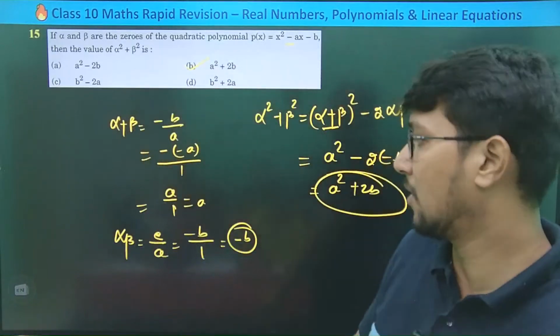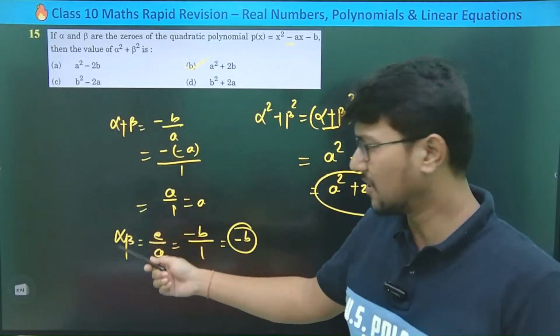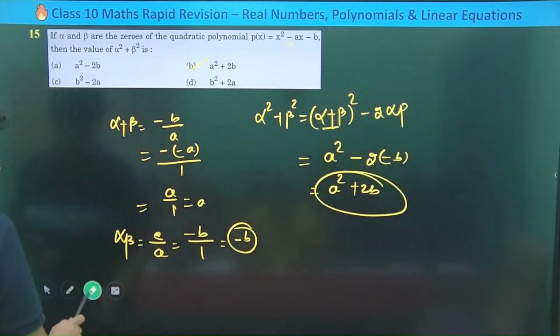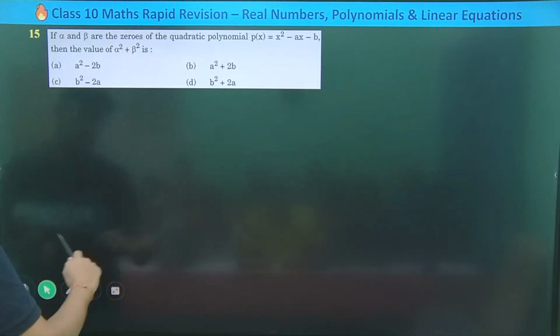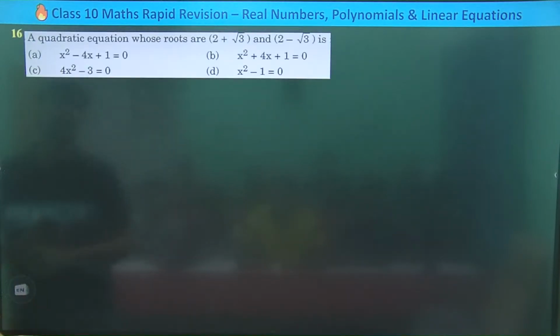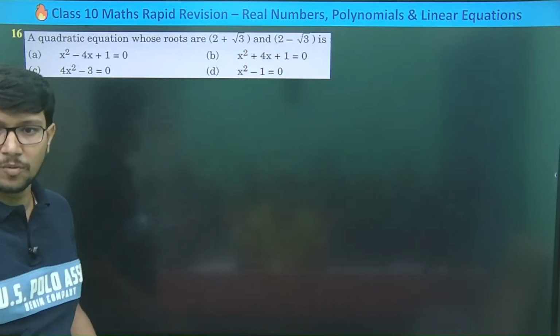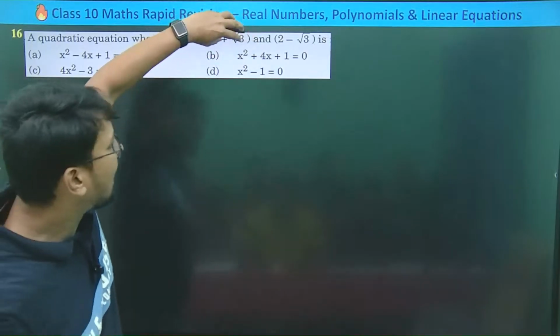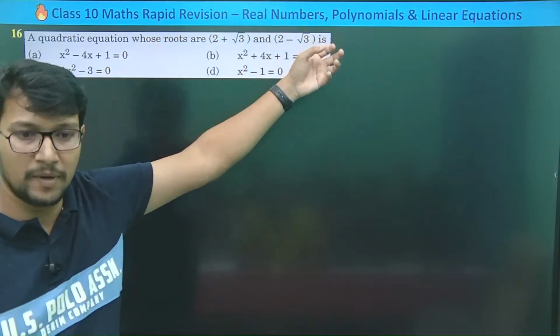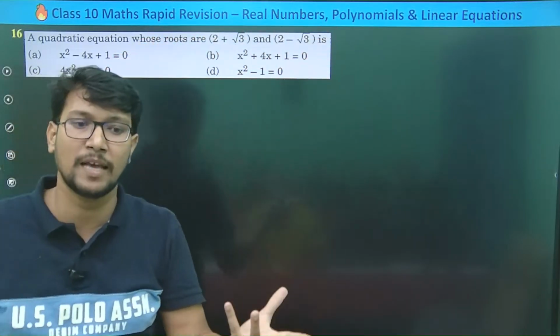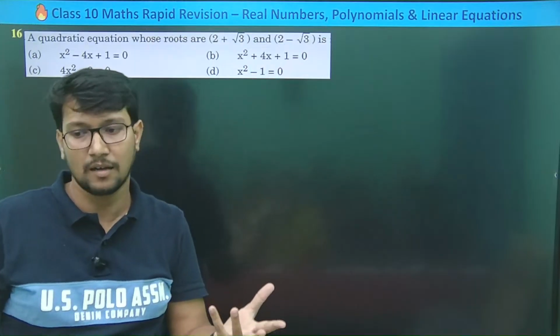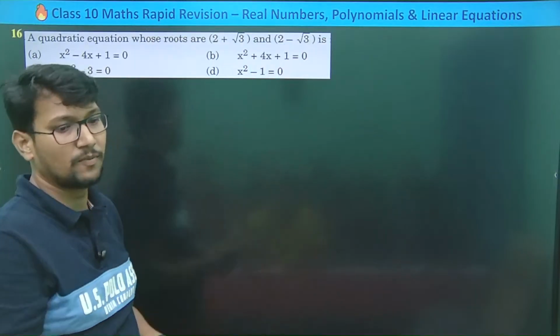Okay, moving to the next question. Next question: a quadratic equation whose roots are this and this. Do you understand what roots mean? This one, children, is alpha, and this is beta. So how can you find the polynomial? Come on, find it.